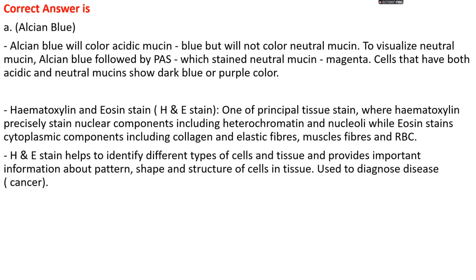Okay, hematoxylin and eosin stains, which are also known as H and E stains, are one of the principal tissue stains, where hematoxylin precisely stains the nuclear component, while eosin stains the cytoplasmic component. H and E stain helps to identify different types of cells and tissue and provides important information about the pattern of the cells, shape of the cells, and structure of the cells in tissue. And it is used to diagnose disease, mainly in case of cancer.